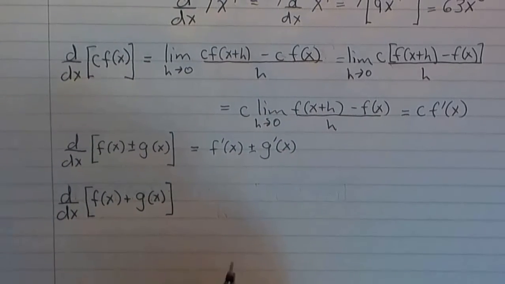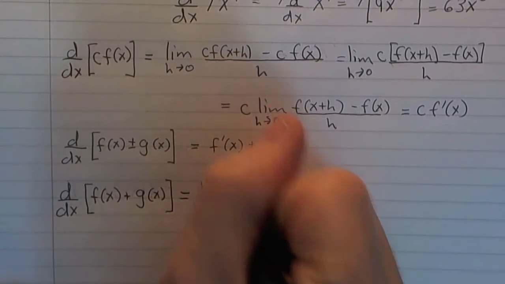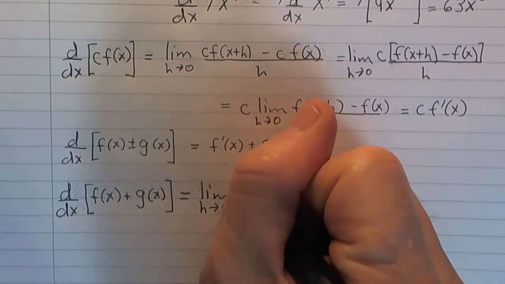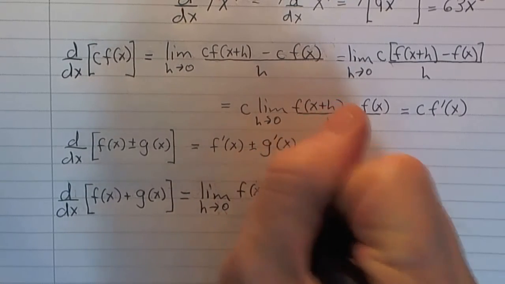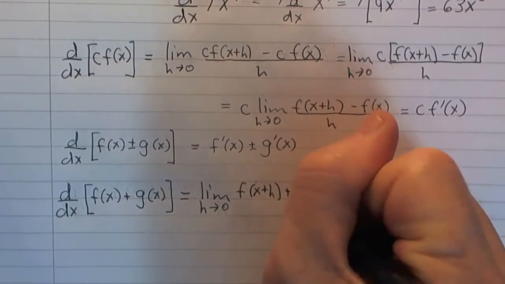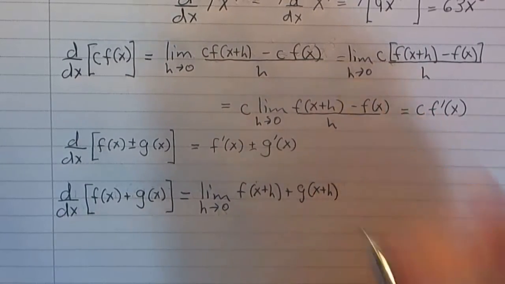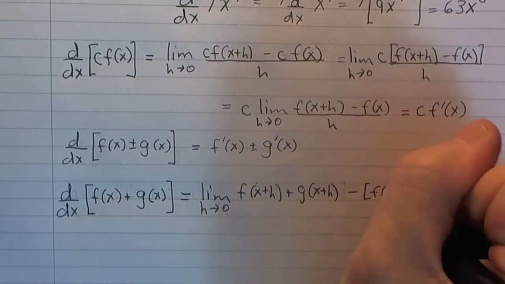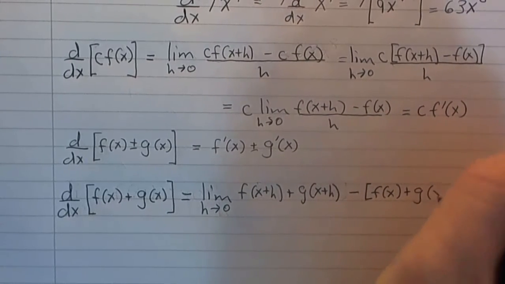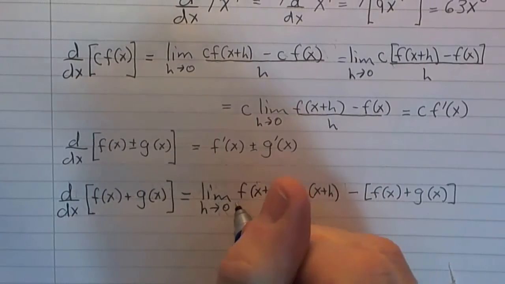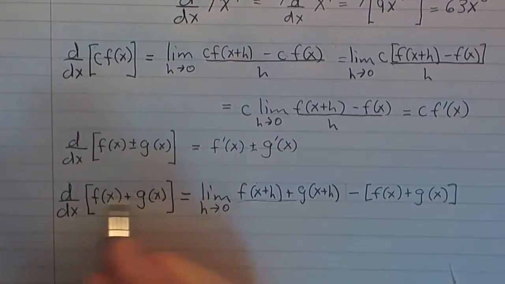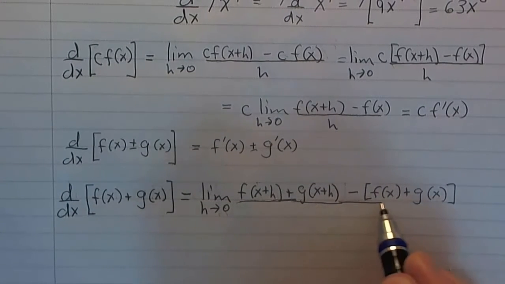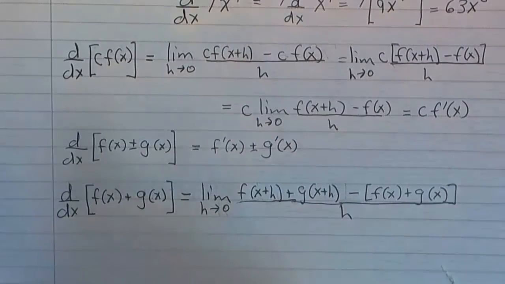Well, if you plug that into the difference quotient, you're going to get the limit as h goes to 0 of, let's see what goes up here, f of x plus h plus g of x plus h, okay, minus the function f plus g, right? See, like that. Because you're thinking of this sum as just one function. It's a combination of f and g. So here we go. There's h down there.